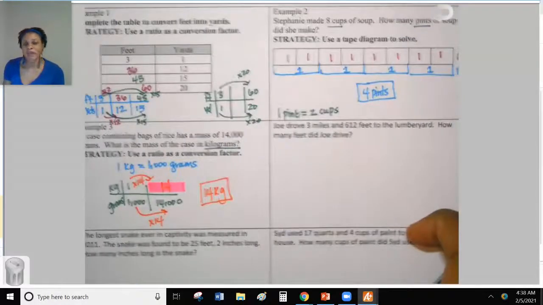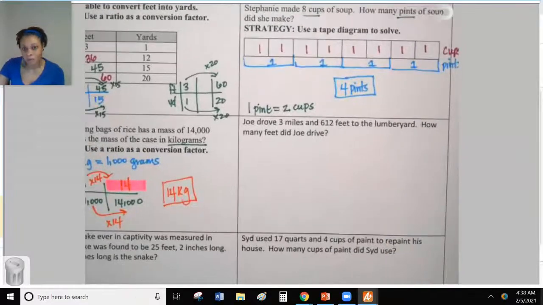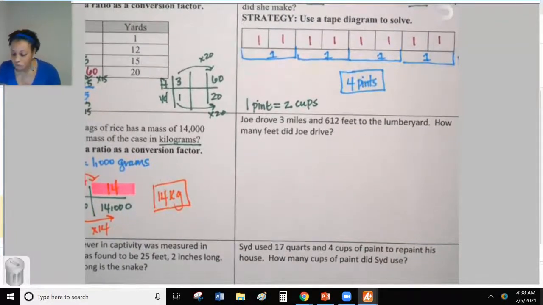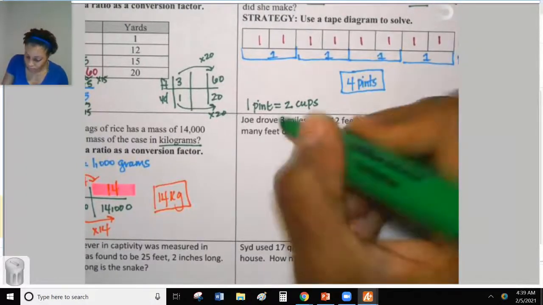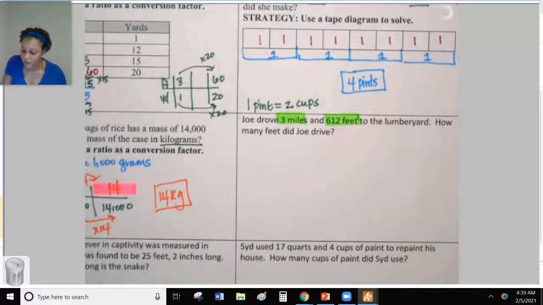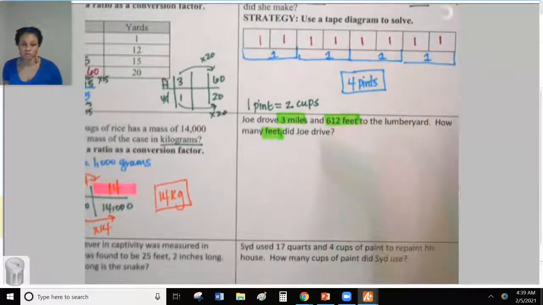Now let's look at a type of problem that we're going to be solving. Okay, Joe drove 3 miles and 612 feet to the lumber yard. How many feet did Joe drive? So Joe drove 3 miles and 612 feet to the lumber yard. How many feet did Joe drive?